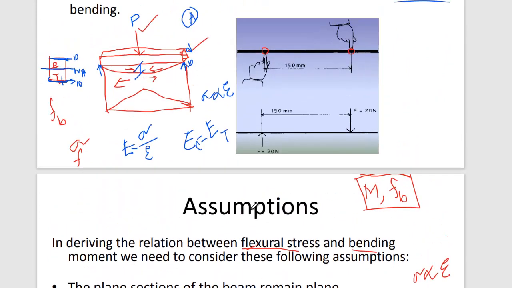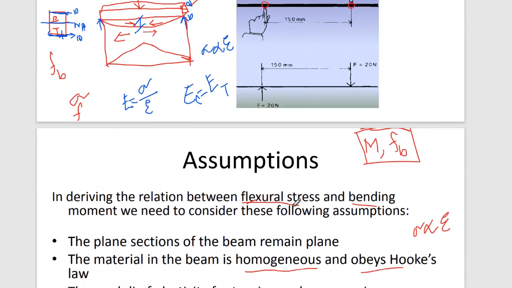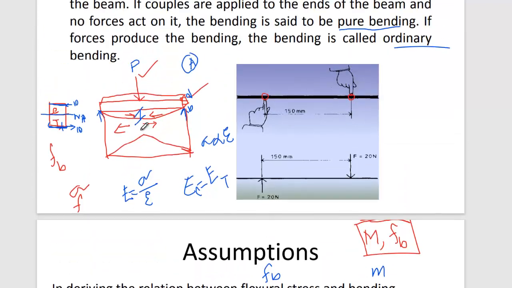So have a look at this assumption. In this relationship between the flexural stress fb and the bending moment M, we must consider this kind of loading, which is perpendicular with respect to the principal axis. If you consider this is the principal axis, this is the longitudinal axis for this beam, and the load is perpendicular with respect to this axis.